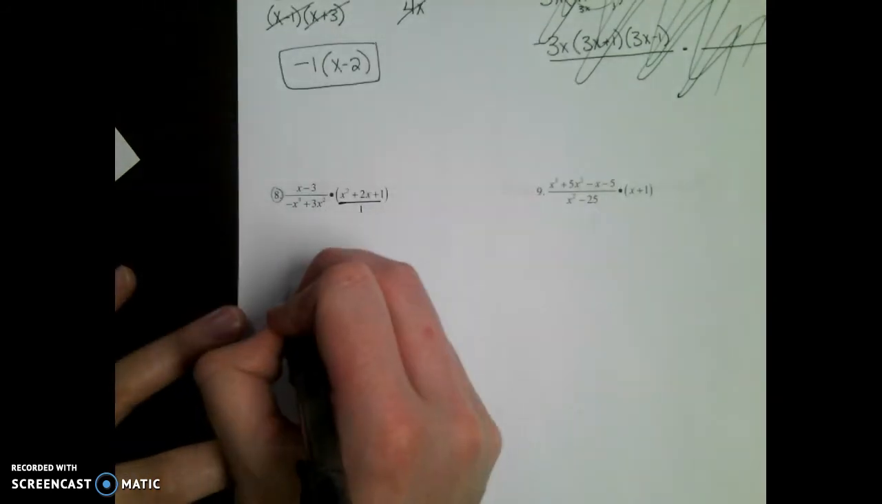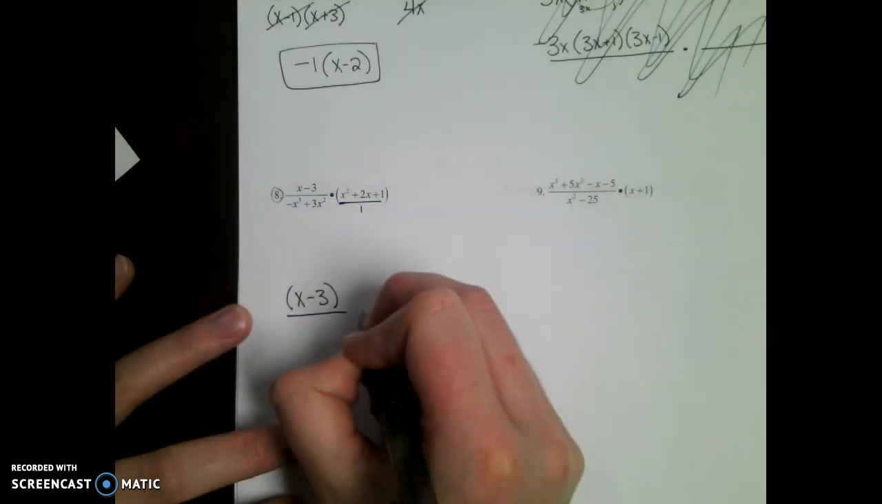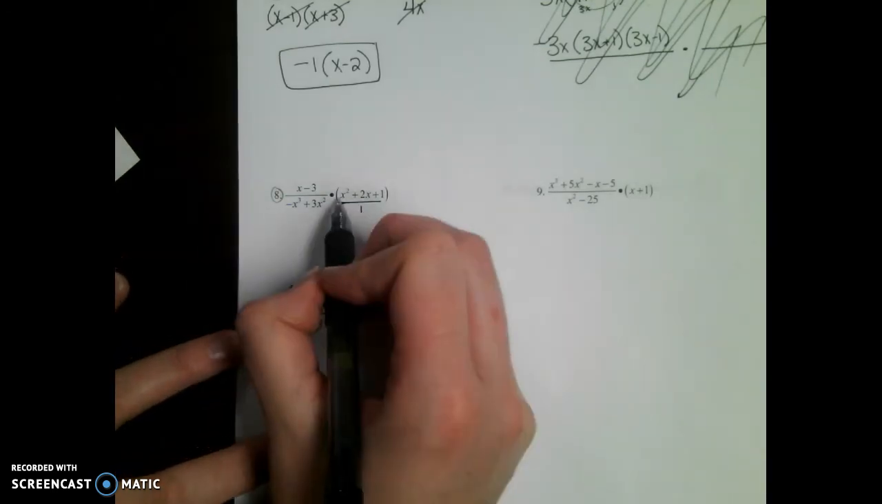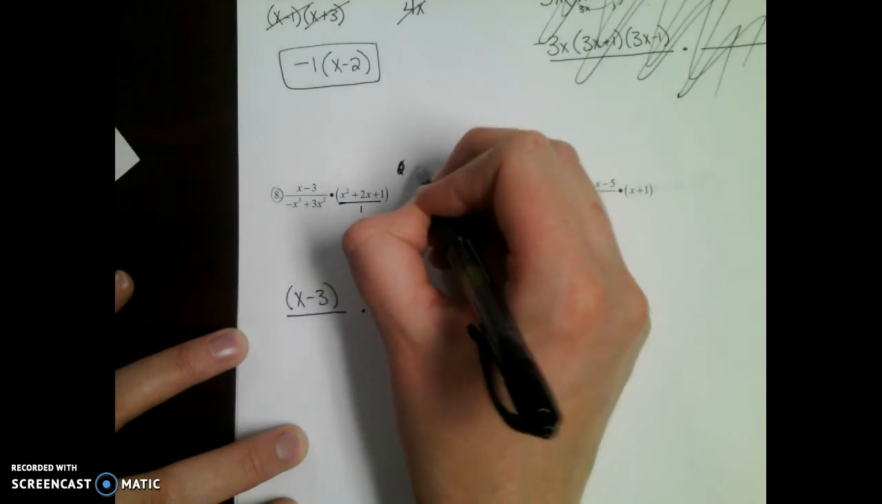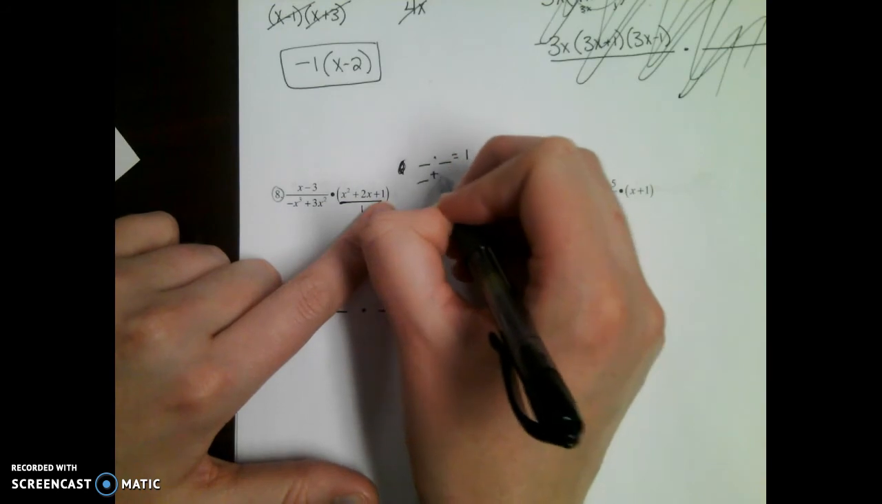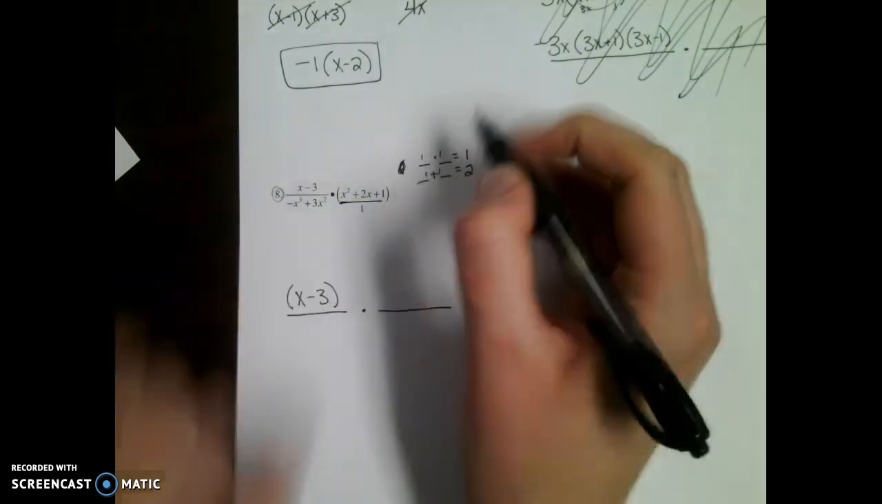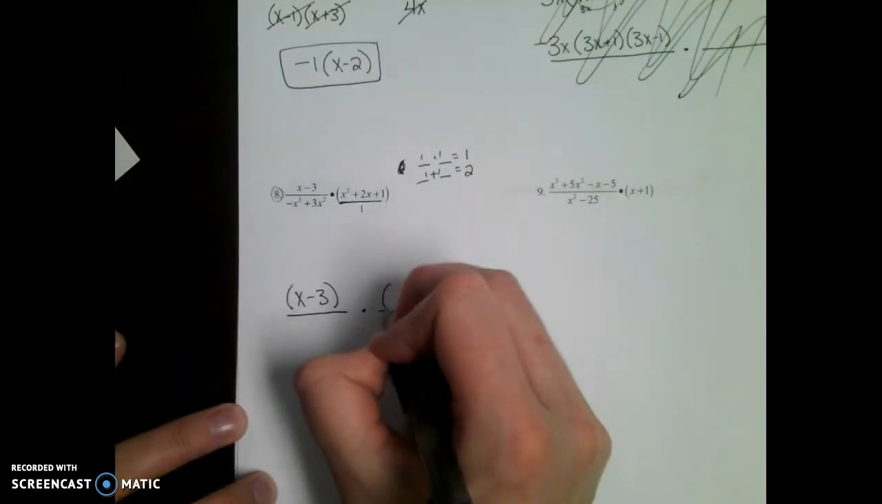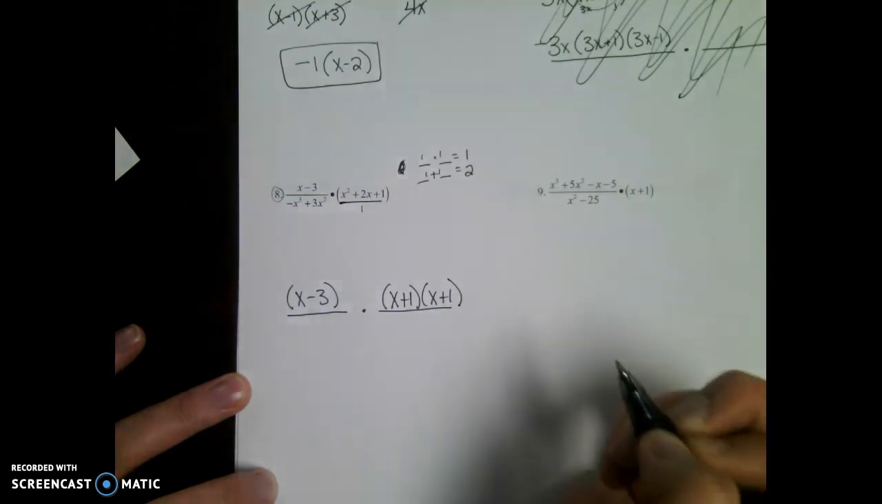So the first numerator, thankfully, is already factored. I'm just going to stick it in parentheses to make it look nice. X squared plus 2x plus 1. We are looking for two things that multiply to give us 1 and add up to 2. That would be 1 times 1. So that one factors into x plus 1, x plus 1.